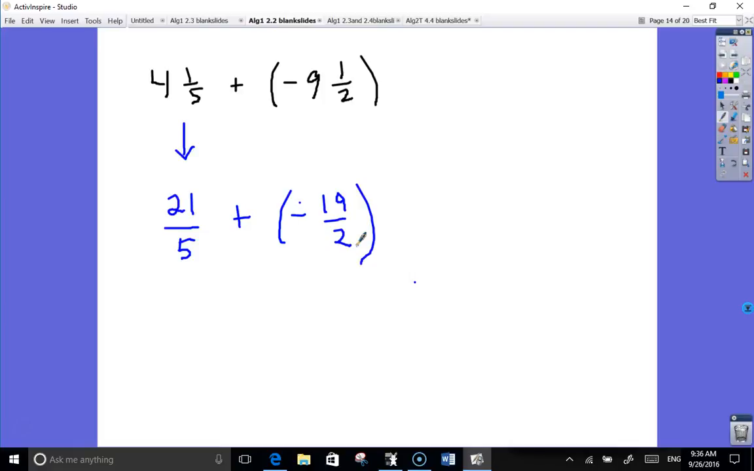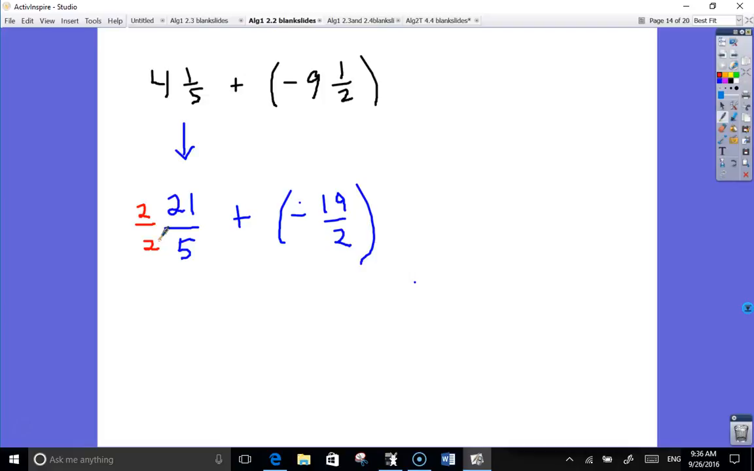10, okay? So how do I change this? Like 21/5, what am I going to multiply it by so I have a denominator of 10? 2 over 2, right? Now, what does 2 over 2 equal? 1. And what is 1 times anything? The same thing, right? So we're not changing the value of anything here. We're just changing what it looks like.